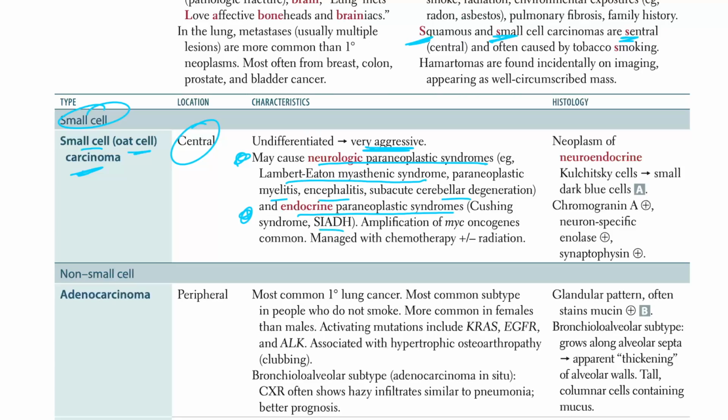And why does this occur? What is the pathology behind it? There's an amplification of the MYC oncogene. It is managed by chemo and radiation. So the treatment is chemo but no surgery. No surgery. What is the histology? We will see neoplasms of neuroendocrine Kulchitsky cells, which are small dark blue cells, picture A.